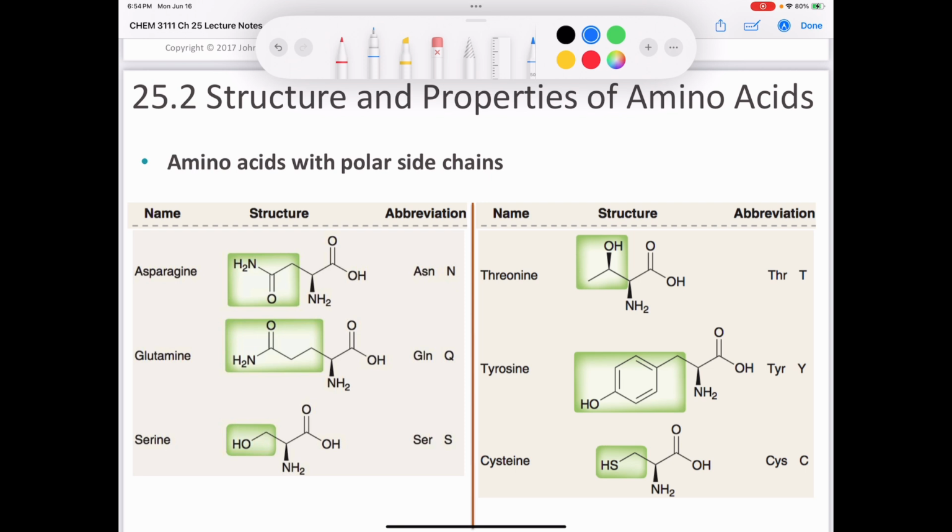Okay, next we have amino acids with polar side chains. Again, these all have polar side chains, and you notice some commonalities here. First of all, 2 of them have hydroxyl groups. 2 of them are primary amides.